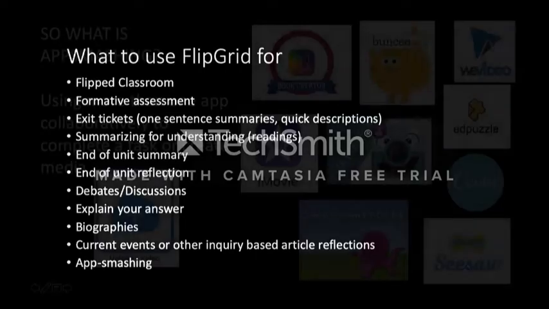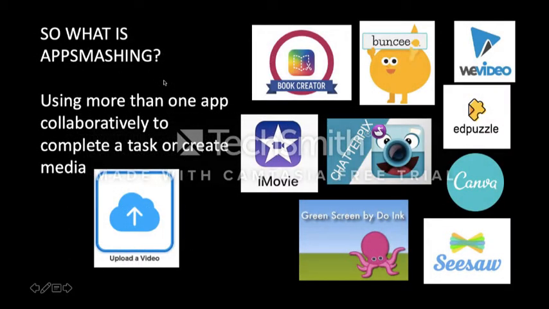And then finally, app smashing. App smashing is a really cool way to use some of the other apps that are available for creating media or reviewing material, and use them with Flipgrid. Students seem to really enjoy making their own media, editing pictures and videos, and this is a cool way for them to use those other apps to make the videos that they put on Flipgrid, or that you can use when you put videos on Flipgrid.